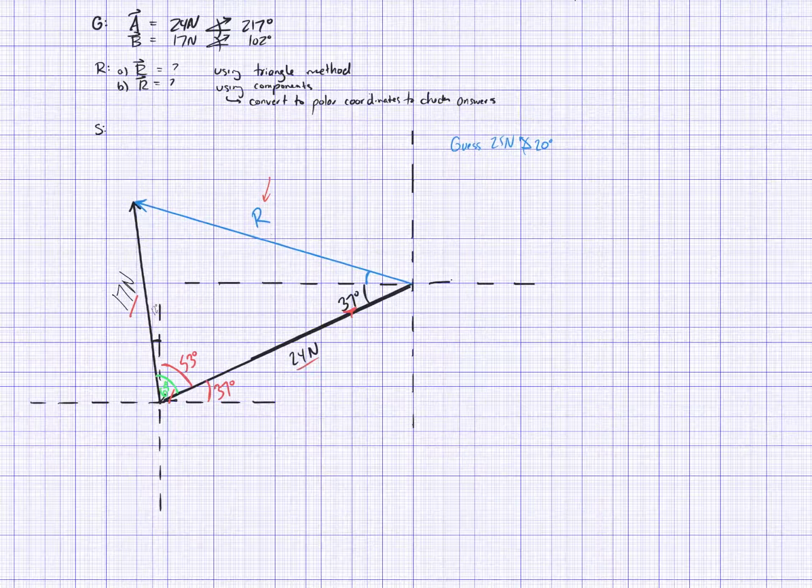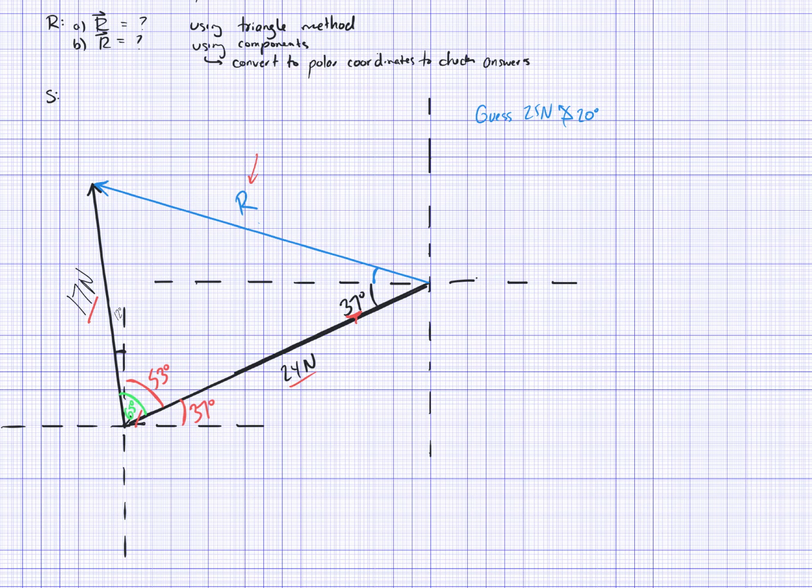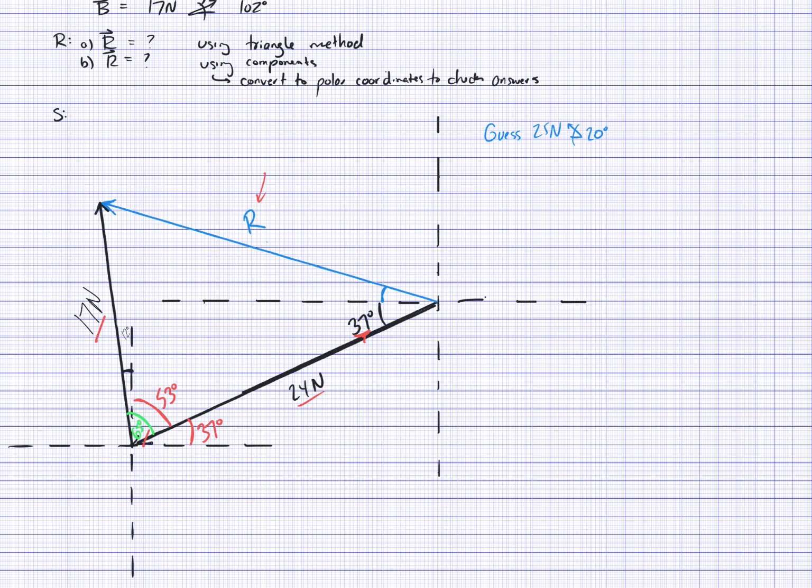So we can get R. Okay, so I'm going to go to black, and I'll do the work for that. So from the law of cosines, R squared equals A squared plus B squared minus 2AB cosine of the angle between them.